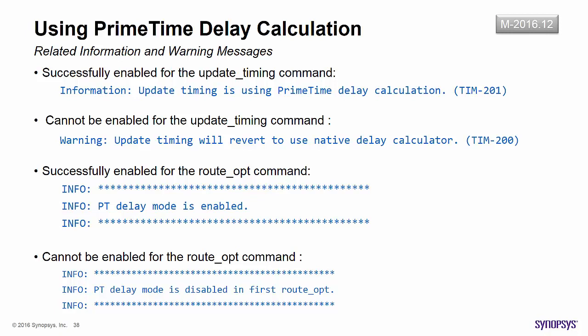These are PT delay calculation related messages. You can check TIM 200 and 201 for update timing log file. So here is the example. Information. Update timing is using PrimeTime delay calculation. Or warning. Update timing will revert to use native delay calculator. You can also check route_opt log file for whether PT delay mode is enabled or not.